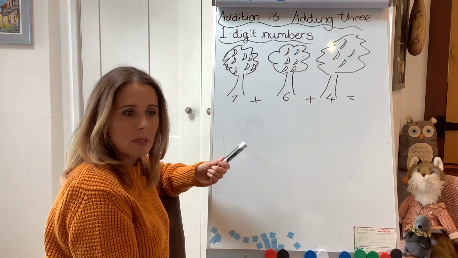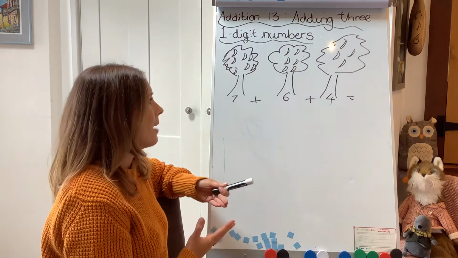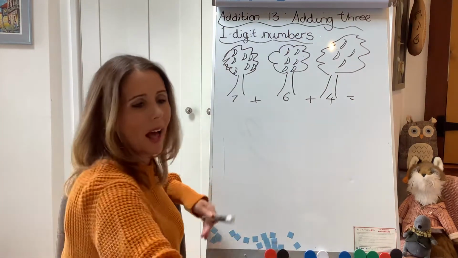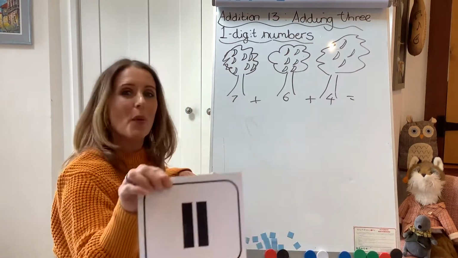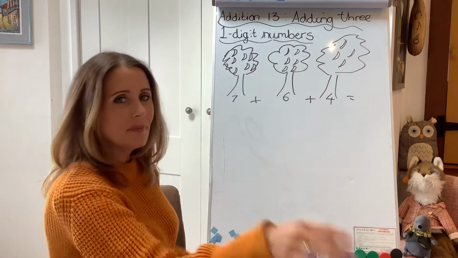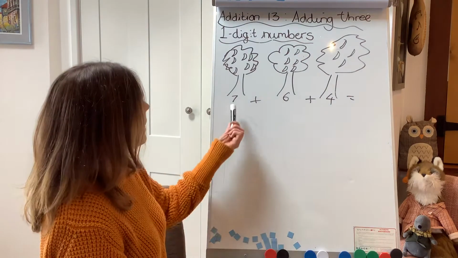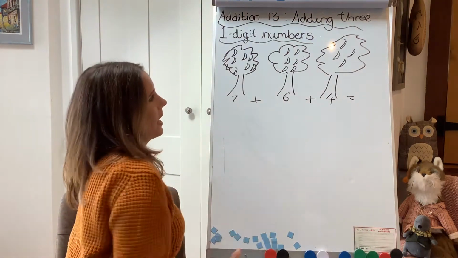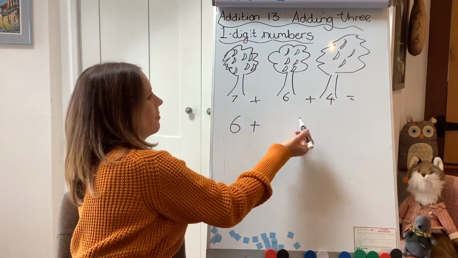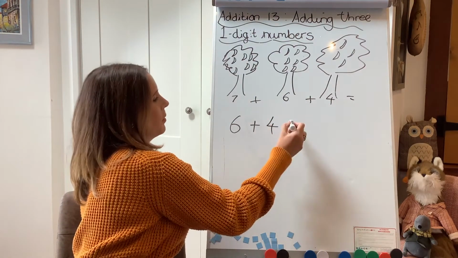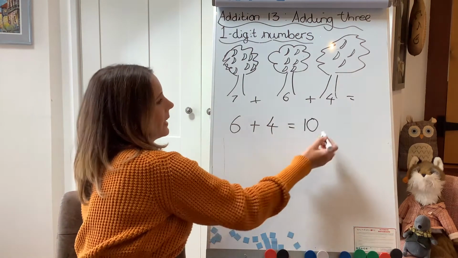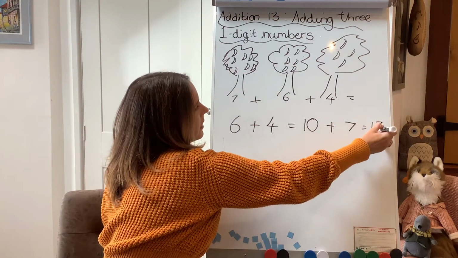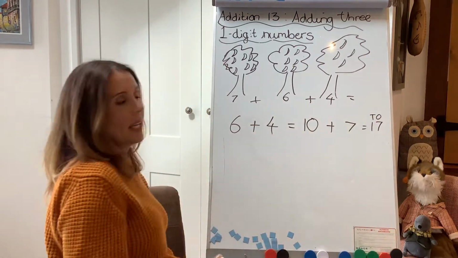Are you going to keep the numbers in that order? Are you going to move them around? If you're going to move the numbers around to add them, why? Why can you do that? And why are you moving them? Pause it, off you go. Okay, so 7, 6 and 4. Well, looking at these numbers, 6 and 4 goes together to make 10. So I'm going to move it around and add 6 and 4 together first to make 10. Then add the 7 on, which would make 10 and 7, which is 17.